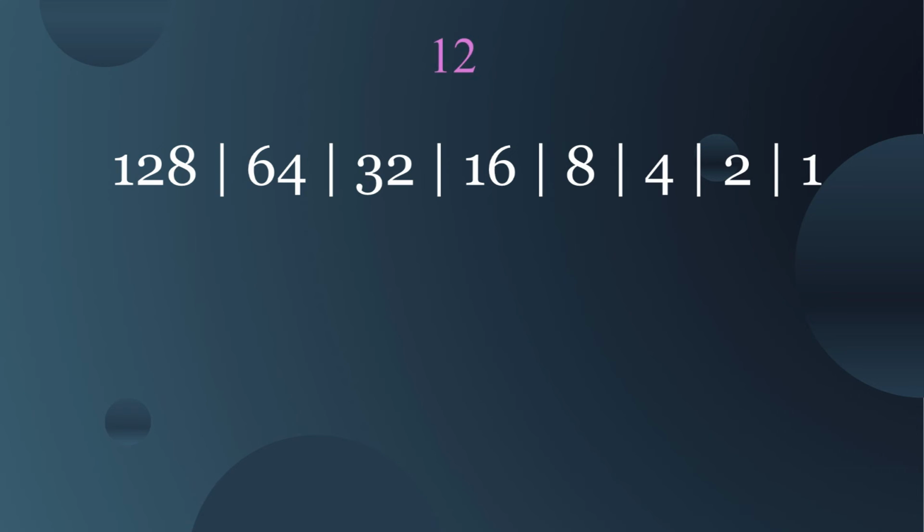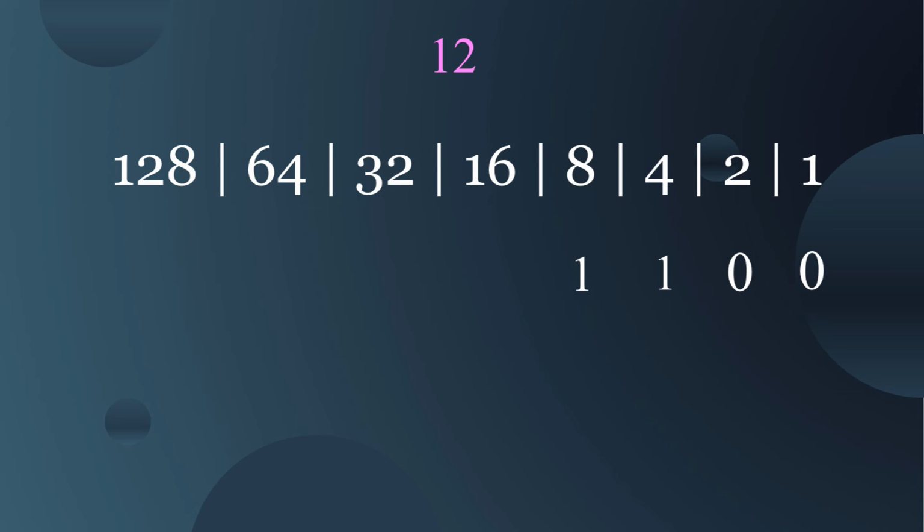Okay, what about 12? Well, we're not going to do 16 because that's too much. So we'll start at 8. What's the next number? 4. 8 plus 4 is 12. So I immediately know that it's 1, 1, 0, 0 to get to 12.